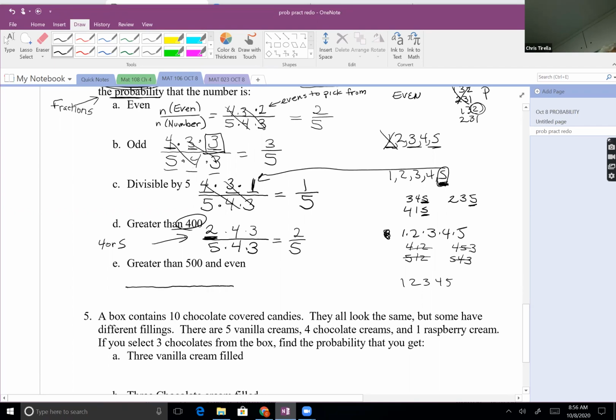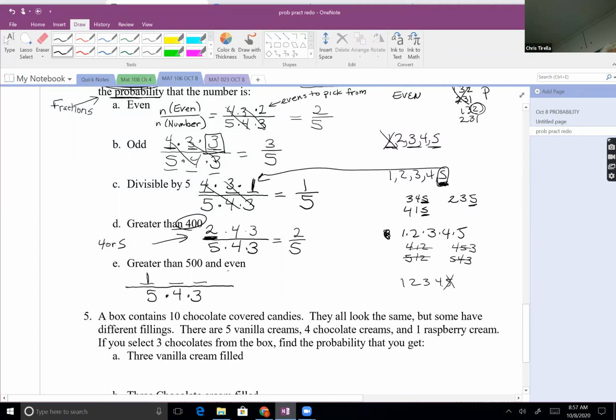Last one asks me to find the probability that my number is bigger than 500 and even. It's a probability. My denominator is going to be my sample space, 5 times 4 times 3. If it has to be bigger than 500, doesn't that first digit have to be the 5? And so how many choices do I have for that first digit? 1. 1 choice. Beautiful.